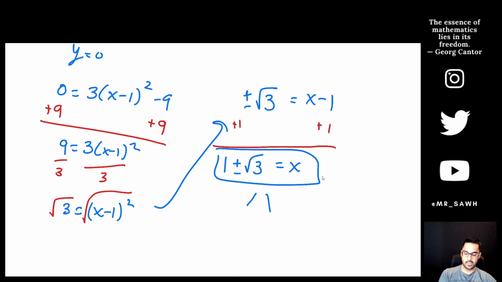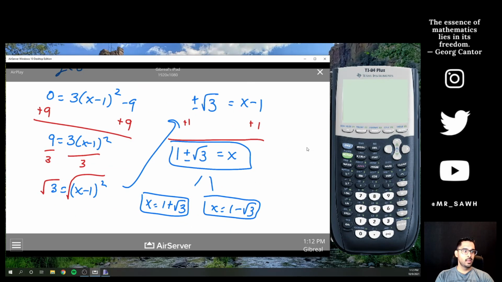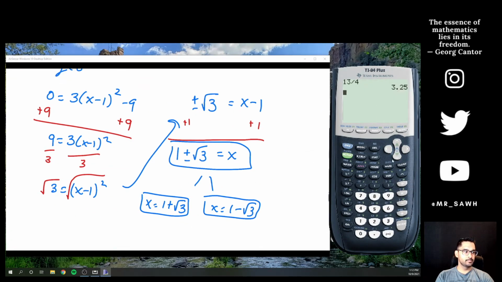If I were to split this up, x could either be 1 plus the square root of 3, or x is equal to 1 minus the square root of 3. There's 2 different forms here, and if I were to put it in a calculator, what you'll see is it's either 1 plus the square root of 3, there's one number, or 1 minus the square root of 3, there's the other. So I have 2 solutions here, and I could do it graphically as well.